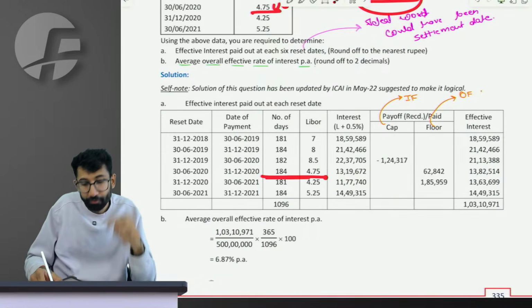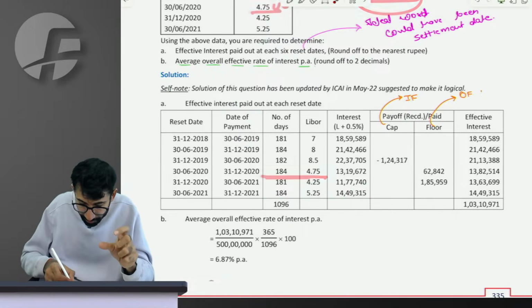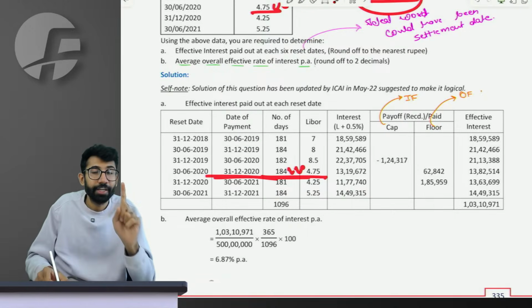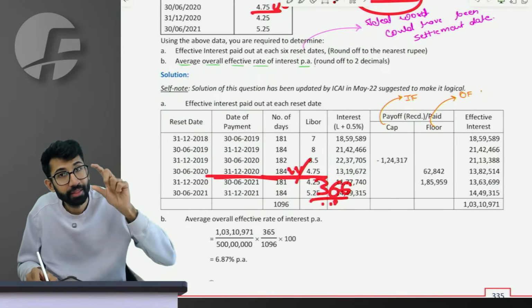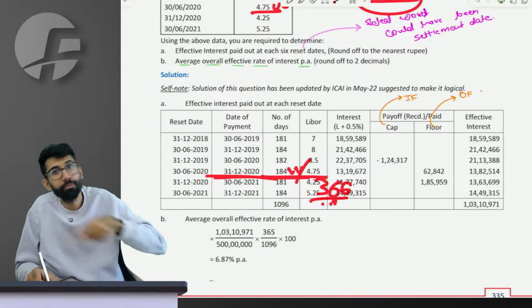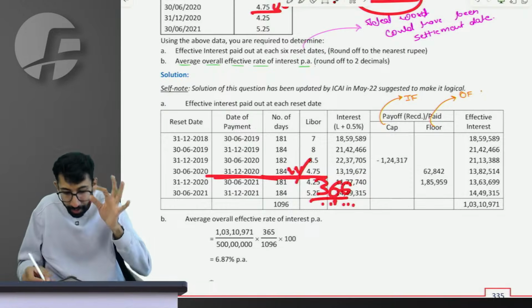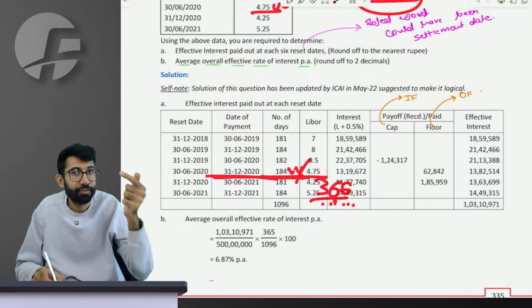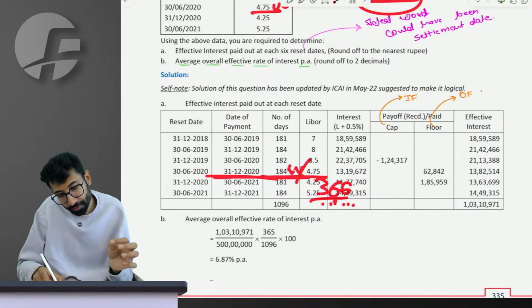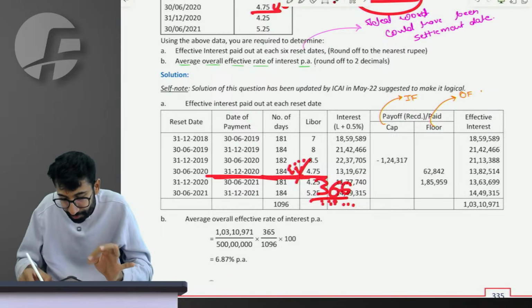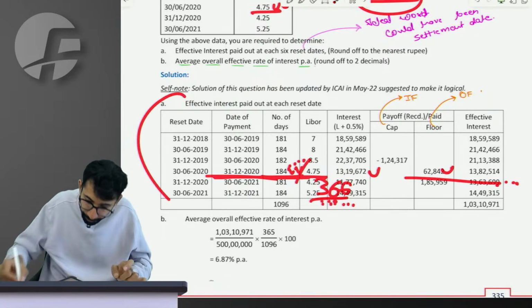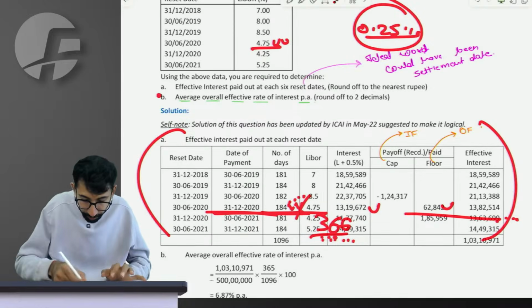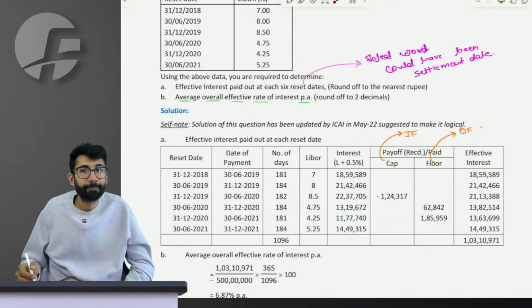Now please understand one more thing. In the next slot, the numerator is 184 days, but the denominator will continue to remain 366 because in that year, the total number of days was 366. This particular time period is from 1st July to 31st December, which is 184 only, but the denominator is 366. That's how the calculation will happen. Except for that, the first part of this question has nothing else beyond it.